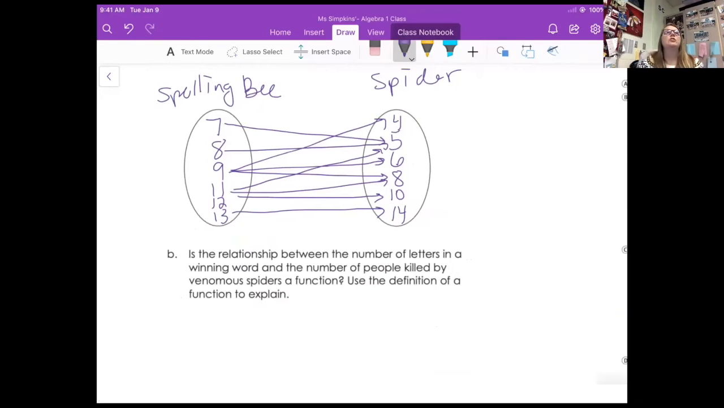Is there a relationship? No. And there is no relationship, well, mainly because they have nothing to do with each other. But if we look at the mapping diagram, it's not a function because 9 and 11 are both going to multiple outputs.